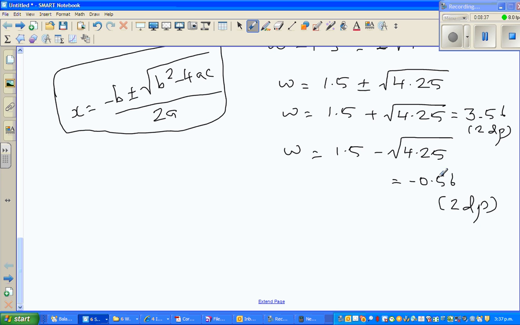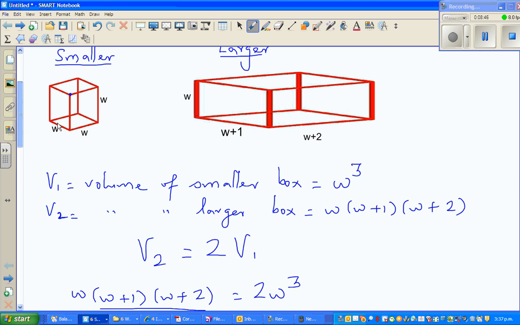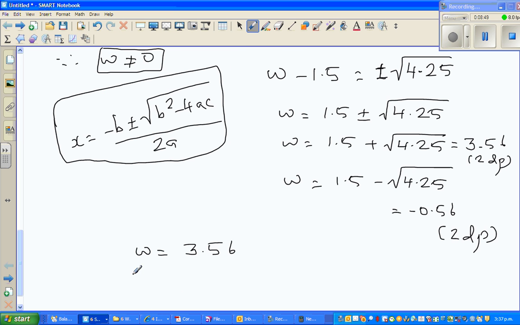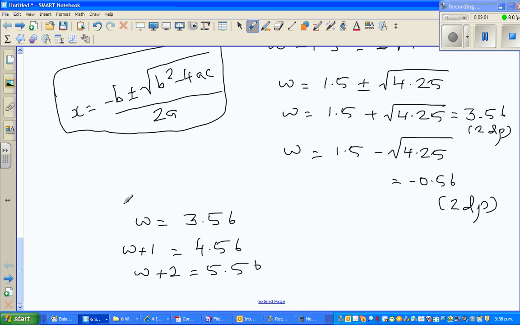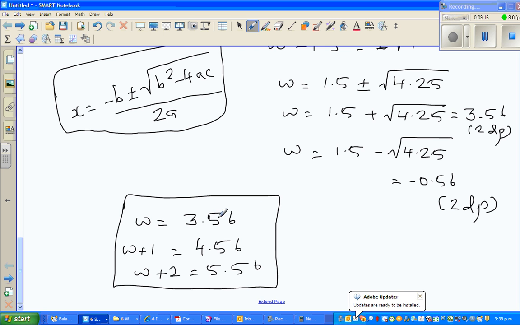Now you can't have a negative W, so the W is 3.56 units, whatever that unit is. So your W plus 1 would be 4.56, and your W plus 2 would be 5.56. Now you can put the answer back into the question. Find the volume of this box and the volume of the smaller box, and you will find the volume of this box is about 2 times. Because we have rounded it, it will not be exact, but it will be very close. The volume of this box would be double the volume of the smaller box.